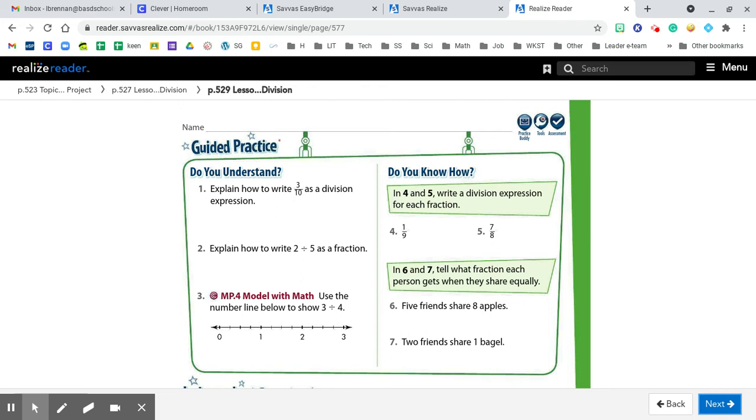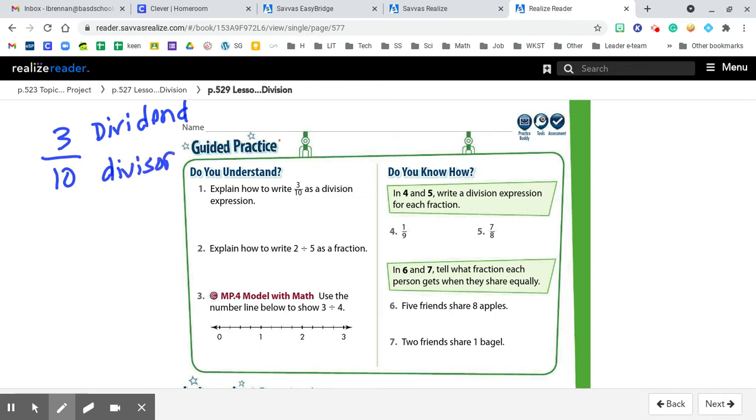So explain how to write 3/10 as a division expression. So 3, as we just went over, 3/10. 3 is the dividend, and 10 is the divisor. So we could write it like this. And you can also write it like that, labeling the numerator as the dividend and the divisor as the denominator. Explain how to write 2/5 as a fraction.